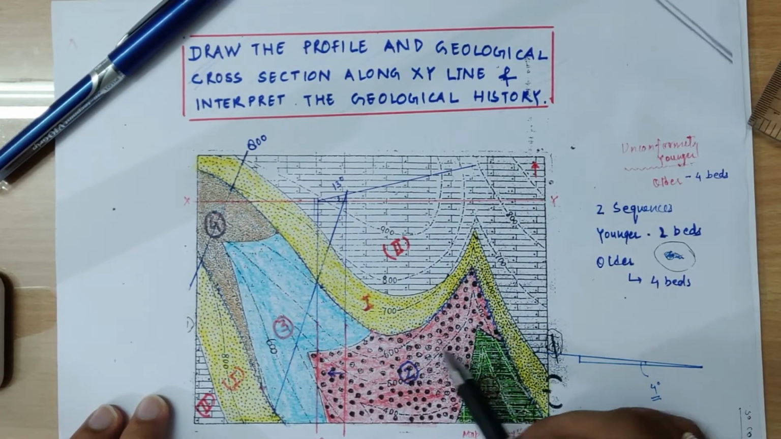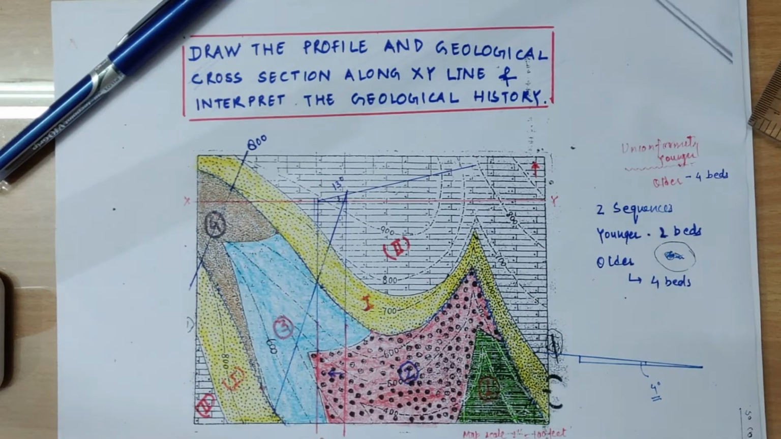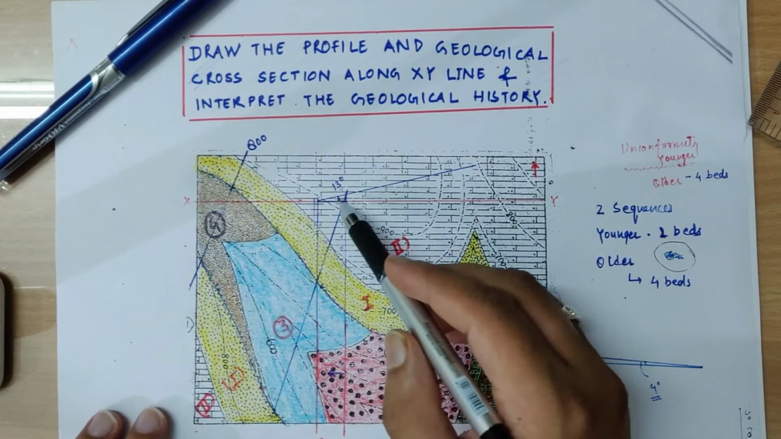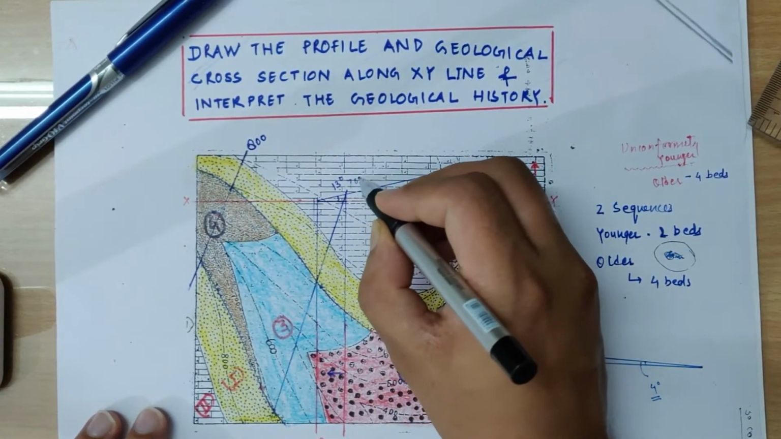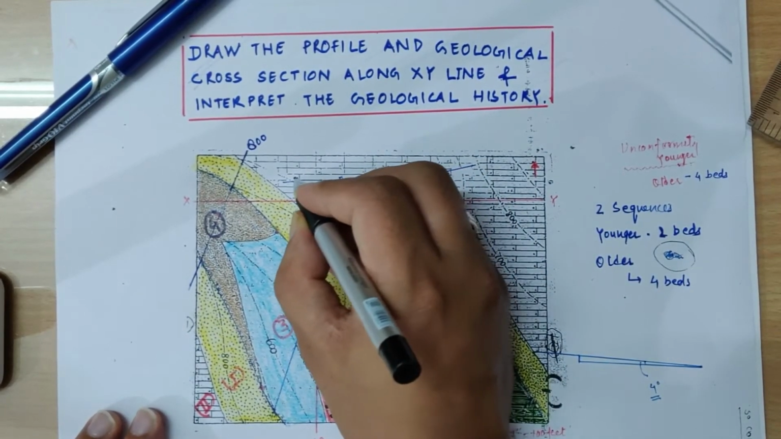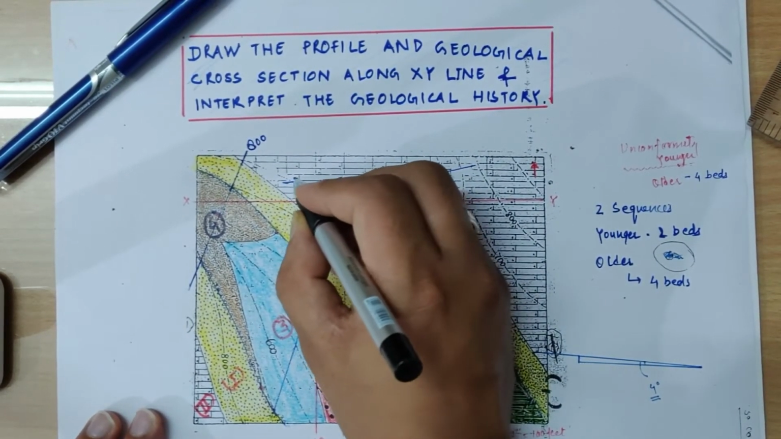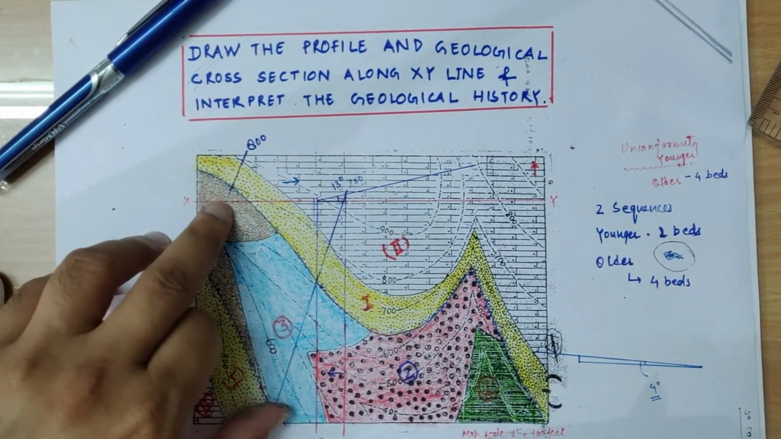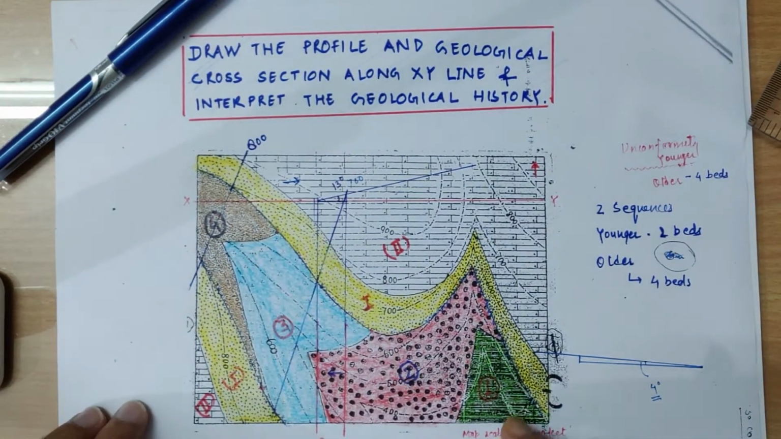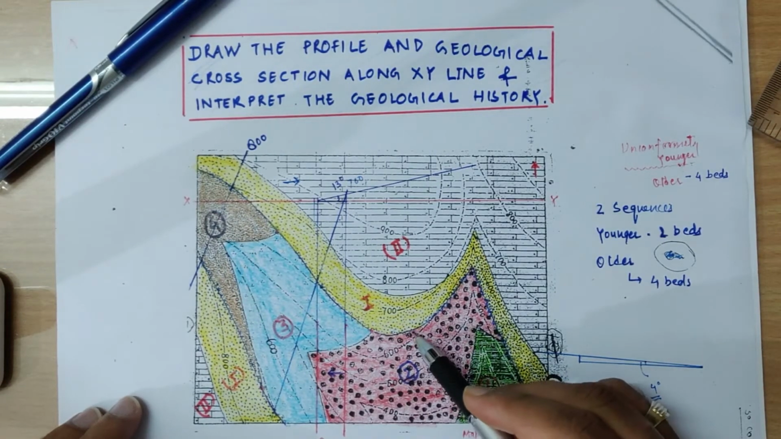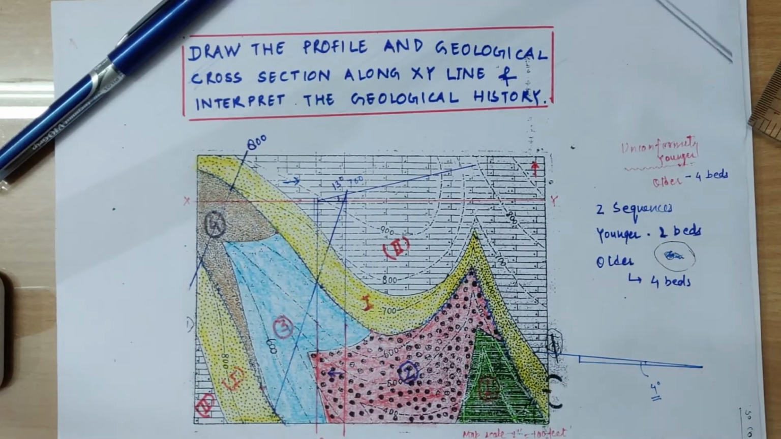Now we have got two sequences, older sequence and younger sequence. Younger sequence contains 2 beds and older sequence contains 4 beds. Now the dip direction, this is 800 and this one is 700. So unconformable surface is dipping in this direction from X to Y, but older sequence is dipping from Y to X. Now we know what the structures in the area are, and we can interpret the geological history even before drawing the map.